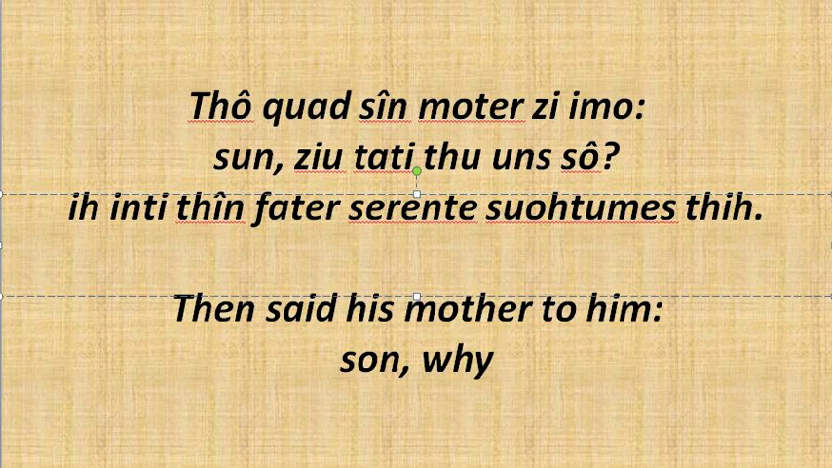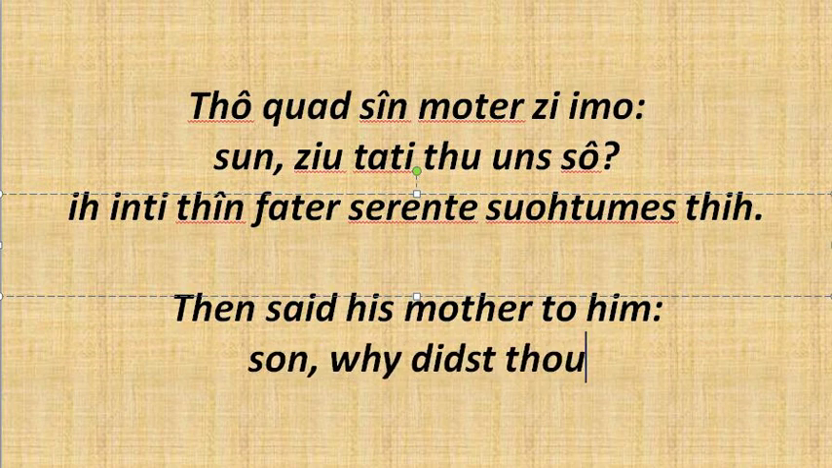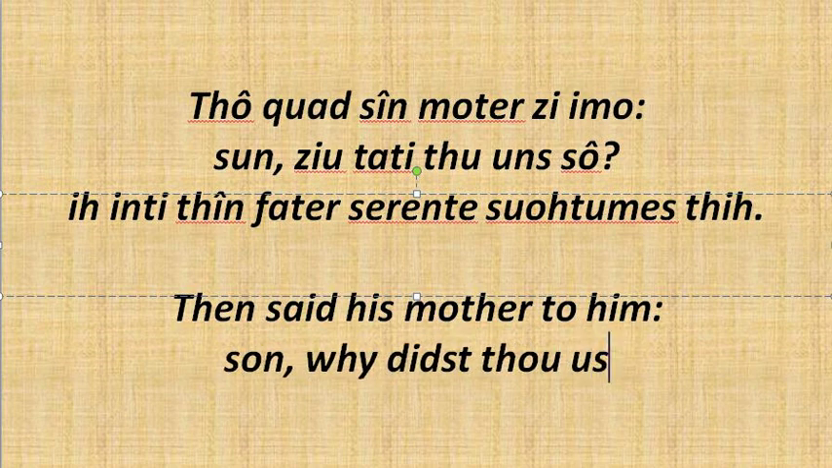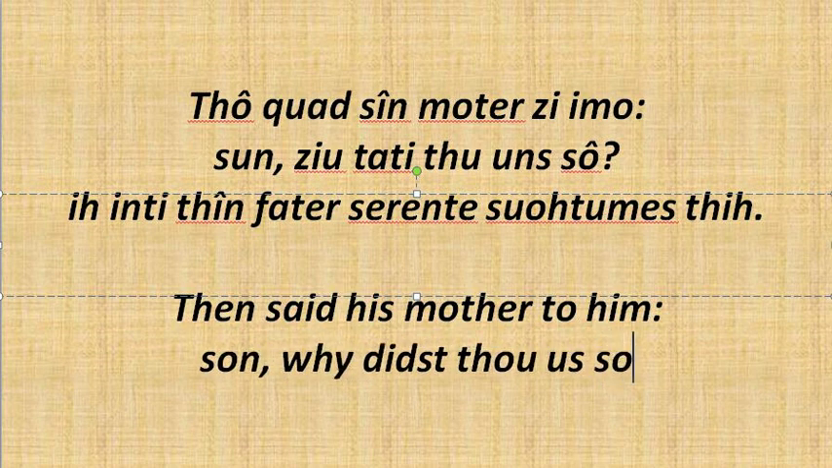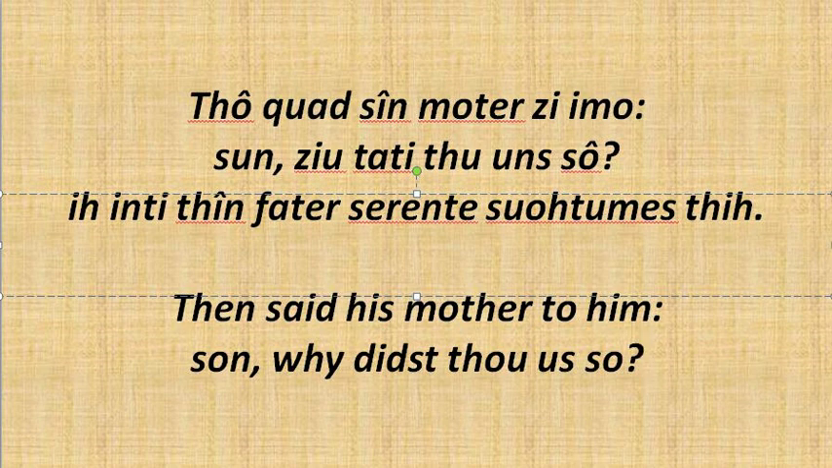tati, du uns so. So tati is the past, or preterite, second person singular of the verb tun, meaning to do. So why, okay, I'm going to use an older way of saying this. Why didst thou, du is the origin of the word du, but in the English way, it's like saying thou. Why didst thou us, uns is us, so to speak, so, son, why didst thou us so?